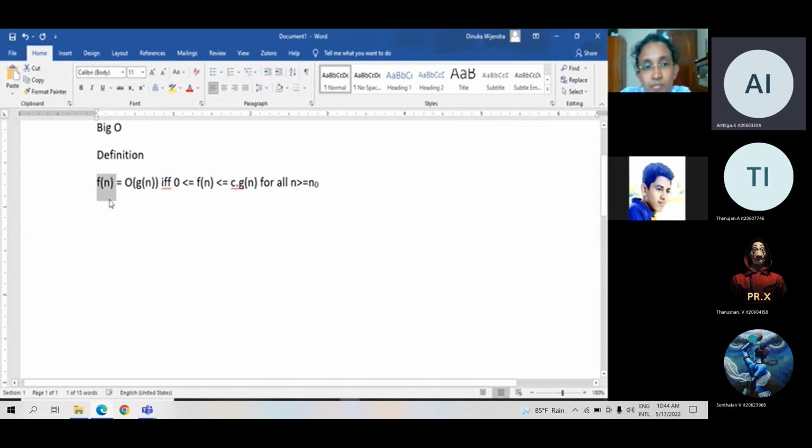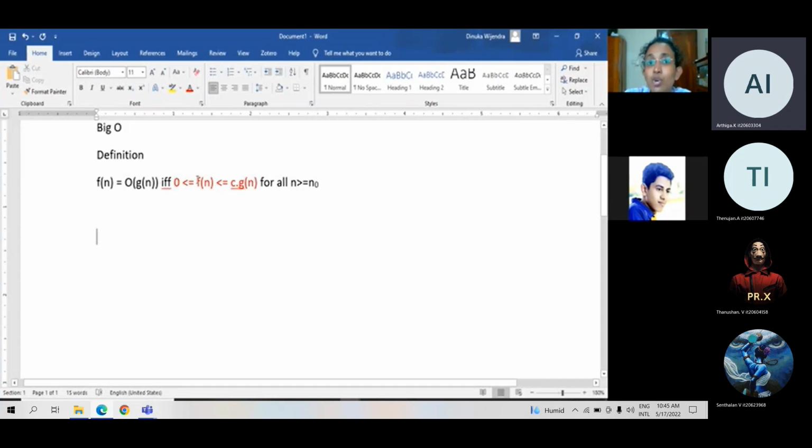So if you have a function called f(n), and if you want to express this as a big O value of another function, iff means in maths if and only if. It's not a mistake here. If means here if and only if. Simply, if you want to express your function using the big O value, this is the criteria that you have to satisfy.